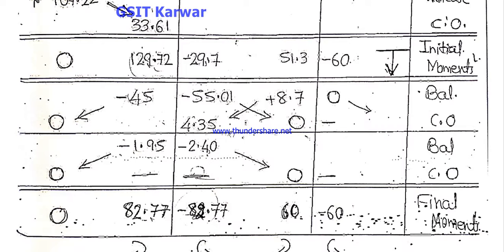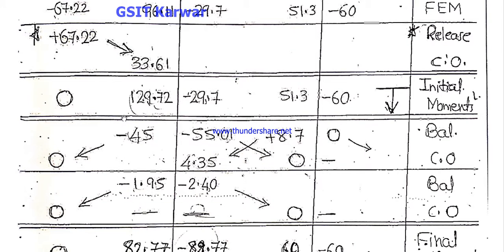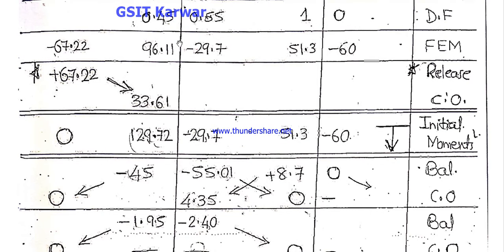The procedure is the same as whatever we did for the first problem. After getting these moments, the next step is balance. How are we going to balance? We add both the moments, and after changing the sign we multiply with the distribution factor, which you already know. That means 129.72 minus 29.7, you get one answer. Then change to the opposite sign and multiply with the distribution factor, and you get minus 45. Similarly here you get minus 55.01.